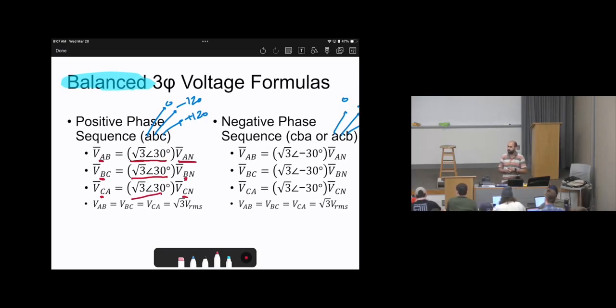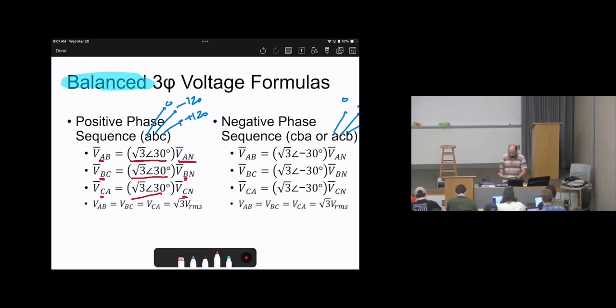So we see this formula, it can be much easier than using VAN minus VBN. How? Because when we have a product of complex numbers, we can just multiply the magnitude with square root of 3 and the angle, just add 30 degrees. That's it. That's how we can make it easy.